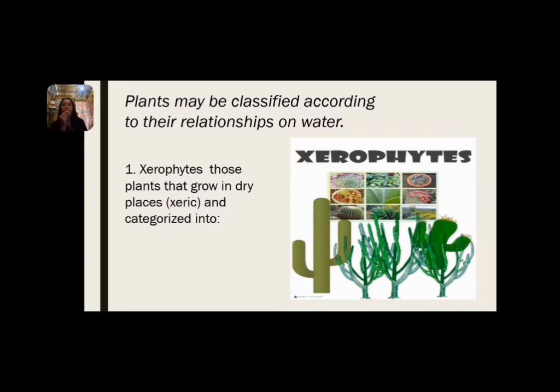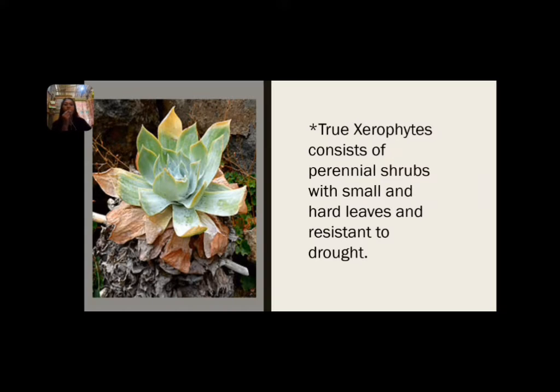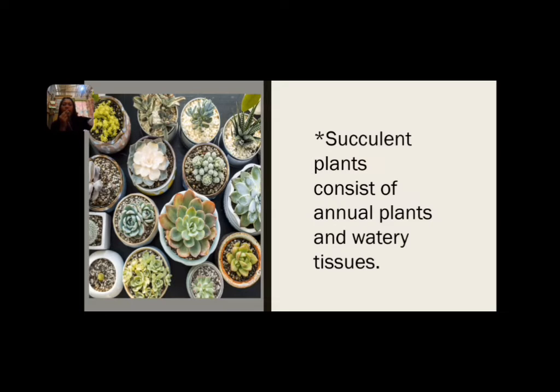Xerophytes, those plants that grow in dry places or xeric and categorized into. So ang kaning xerophytes is katong mga plants or tanaw na motubo sa kanang mga uga ng mga lupa. So first is a true xerophytes consists of perennial shrubs with small and hard leaves and resistant to drought. So ang true xerophytes ay binubuo ng mga perennial shrub na ay mga gagmay ug na ay mga gahi nga mga dahon ug bisan tagtuyot is mabuhi gihapon siya.